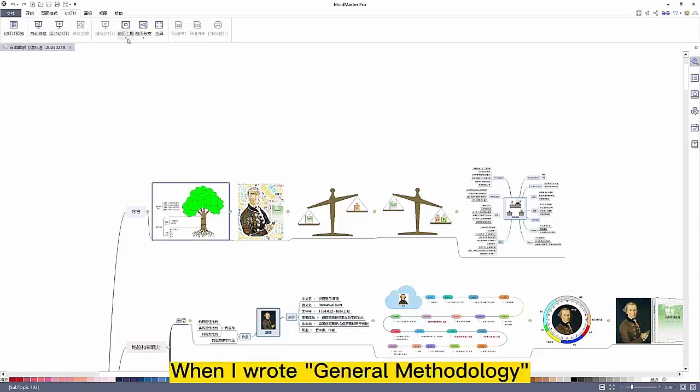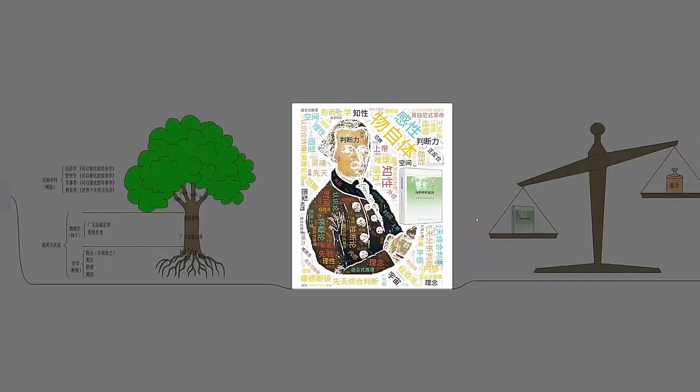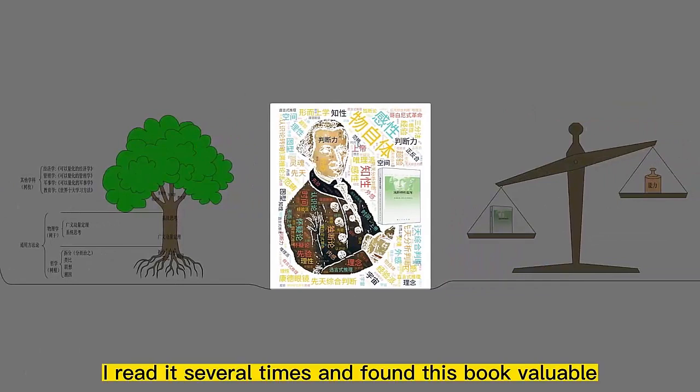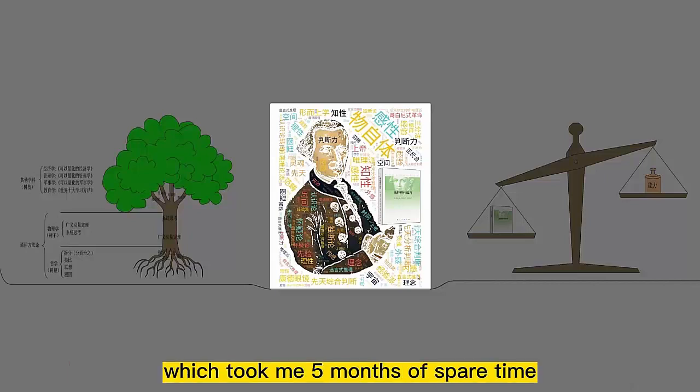When I wrote general methodology, there were 4 philosophical methods in it, and I bought some philosophical books, including Critique of Pure Reason. I read it several times and found this book valuable, so I analyzed and illustrated it using general methodology, which took me 5 months of spare time.